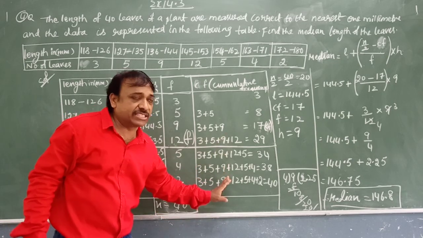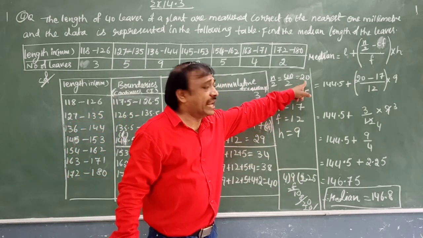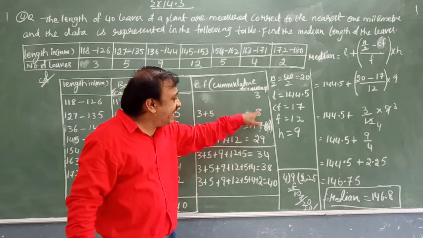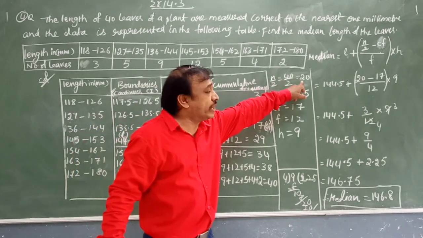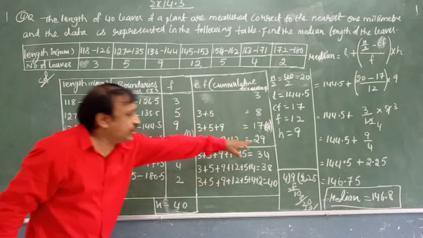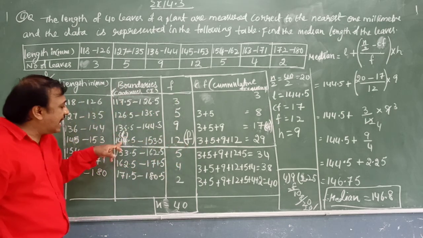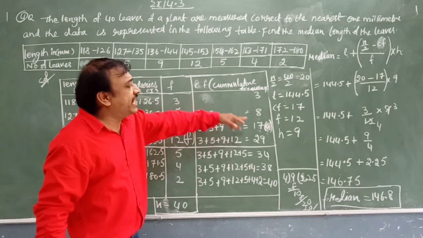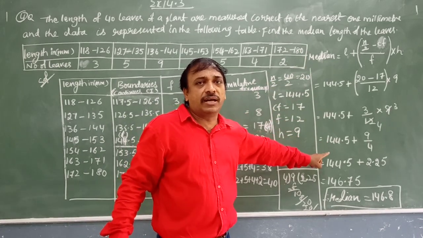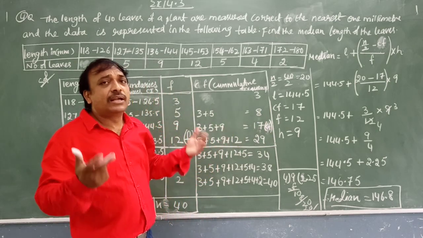This is cumulative frequency. How to identify the median class interval? By the N by 2 value you have to calculate, then check in the cumulative frequency: 8, 17, after 17 that is 20. So 20 lies in this median class interval. You underline the frequency column, that is F, and this is the lower limit. The preceding cumulative frequency is the CF value, and you substitute in this formula. I hope you understood how to calculate median for group data.